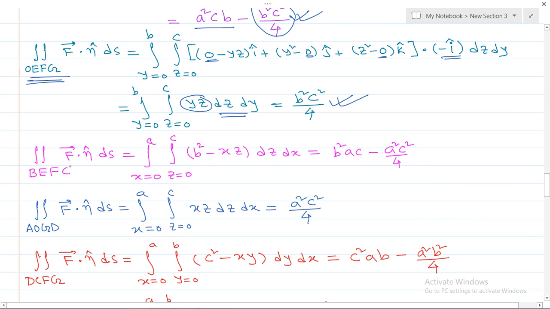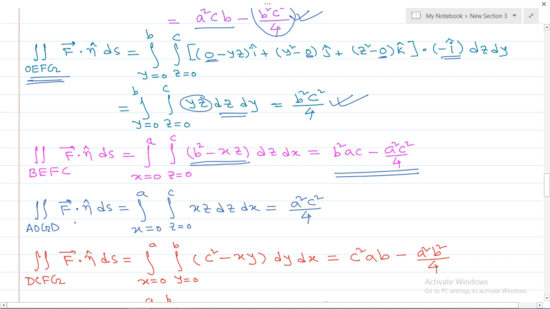Now for the next one, similarly BEFC, f dot eta cap. For this surface, wherever we see y, we have to put it as b, and n cap equal to j cap. So j dot j is going to be 1, so only one term will remain from all this f dot eta cap, that is b square minus xz dz dx. After calculating, we get the result as b square ac minus a square c square upon 4.